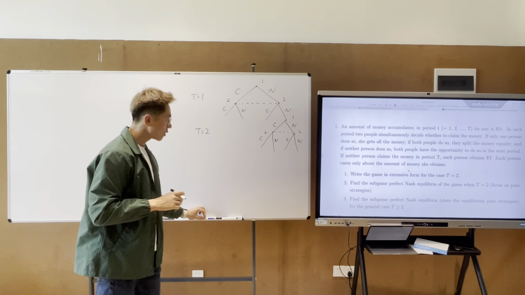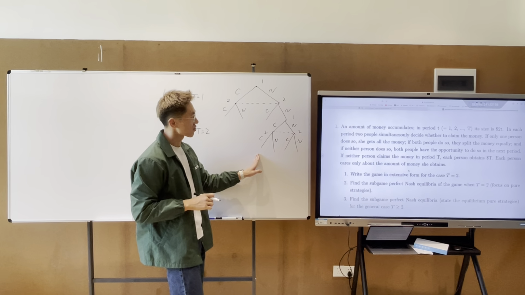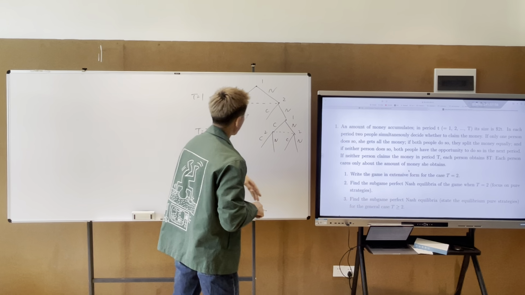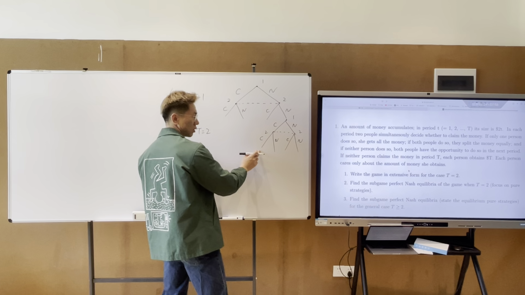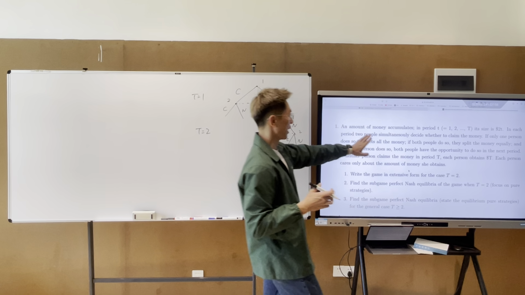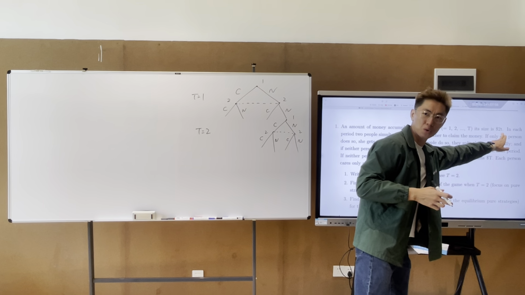And now we need to denote the payoff of each player, right? At each terminal node. And if we are here in period 2, we know the total amount of the money is 4, right? Because we are at period 2, and this is 2 times 2, this is 4. So the total amount of money for them to divide is 4. And if both of them choose to claim, then each of them will get 2, right? Because they split the money equally. So this is 2, 2.